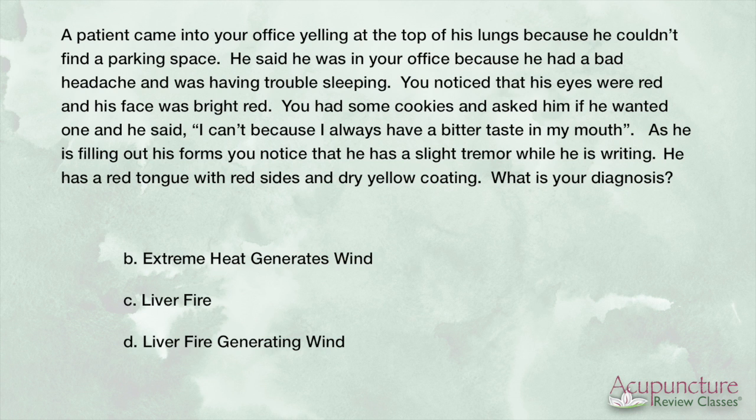So you know it's not extreme heat generating wind because there's no high fever. And if you know your syndrome, always flip it. What is the syndrome extreme heat generates wind? It's for high fever and tremors. There's no high fever, so answer B is out. You're choosing between answer C, which is liver fire, and answer D, which is liver fire generating wind. So the minute you see tremors, you're moved to answer D, okay?